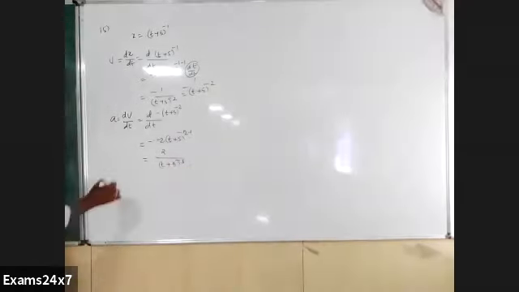See, is it understood? x to the power minus 3 is equal to, I can write, x to the power minus 2 whole to the power 3 by 2. What happens now? It is equal to x to the power minus 2 into 3 by 2. The 2 cancels, x to the power minus 3. Same.